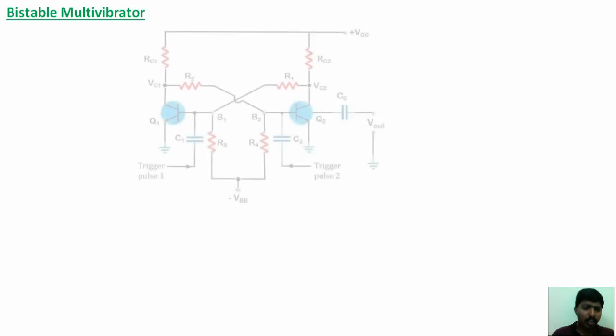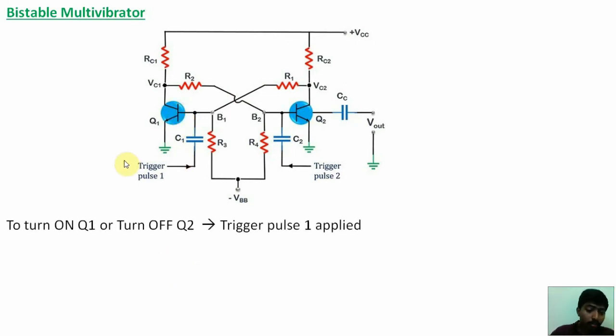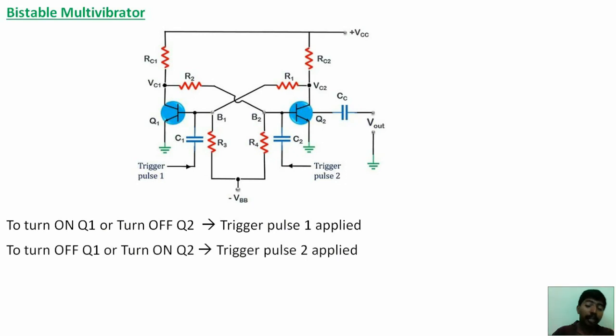Now the bistable multivibrator. This is the circuit diagram of the bistable multivibrator. Here, to turn on the transistor Q1, we need external trigger pulse 1. To turn on the transistor Q2, we need trigger pulse 2. The turn on period depends on the duration of the trigger pulse. The bistable multivibrator is used as a 1-bit storage element.